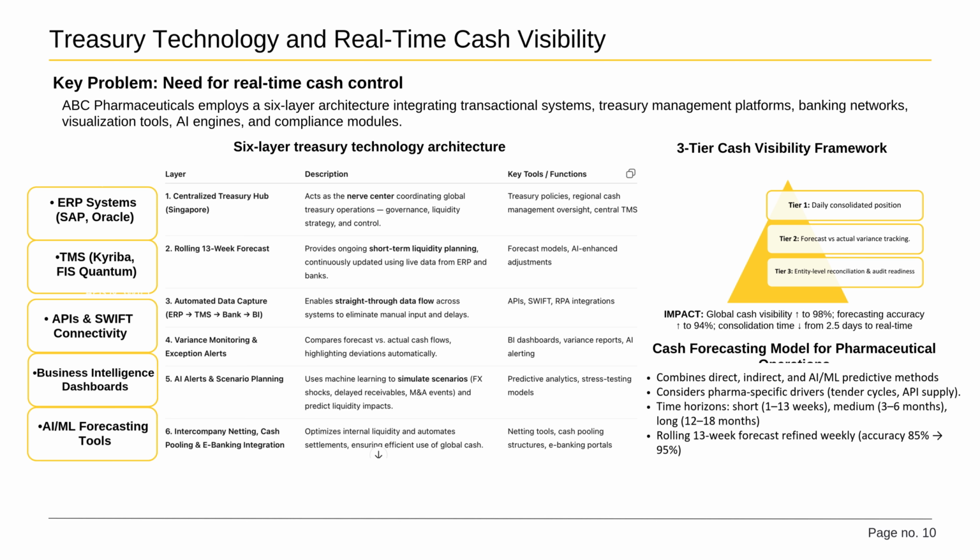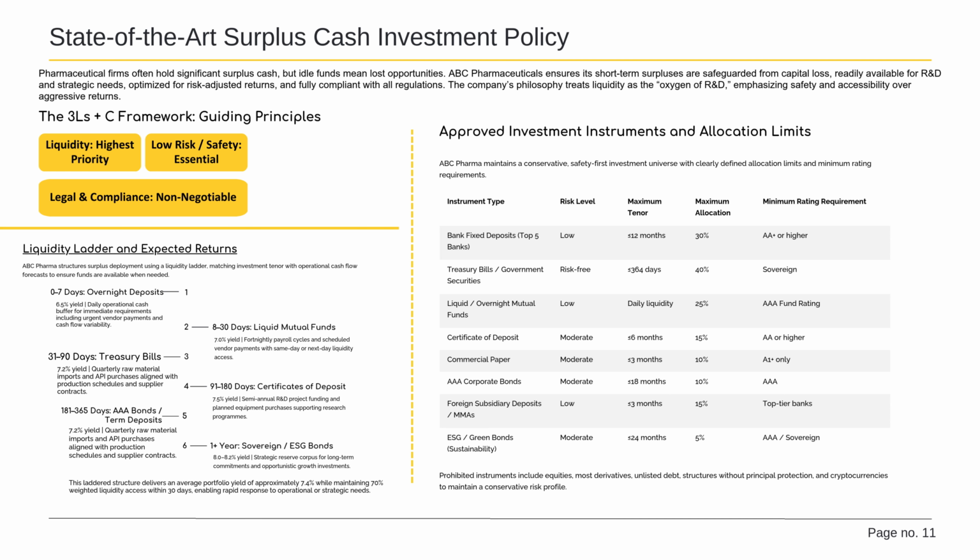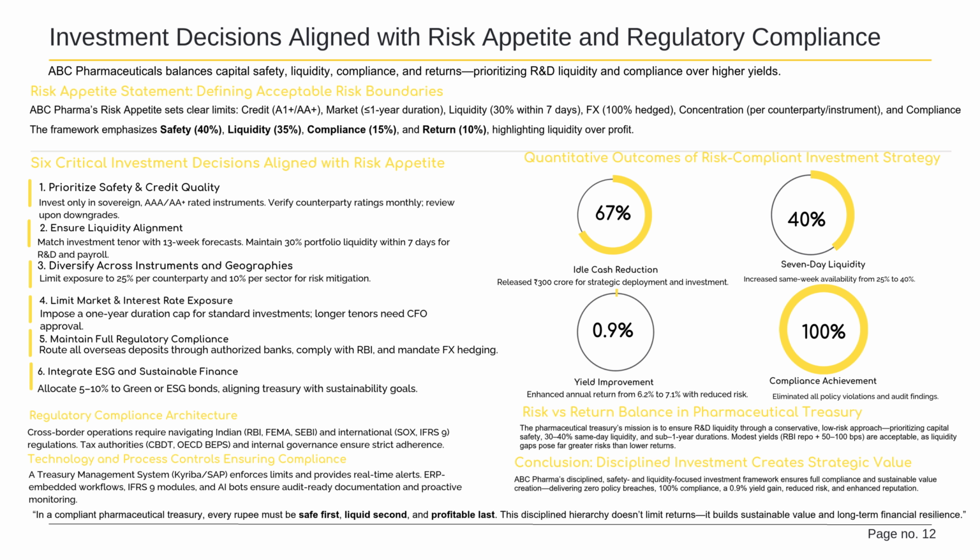The treasury technology that can be used further has 3 parts: real-time cash visibility, which is divided into tier 1, tier 2, and tier 3, and cash forecasting models, in which direct, indirect, and AI and ML productivity are used. Then the state-of-the-art policy for investing can be done in 2 ways: guiding principle and investment horizon, which includes operational surplus, strategic surplus, and long-term surplus.